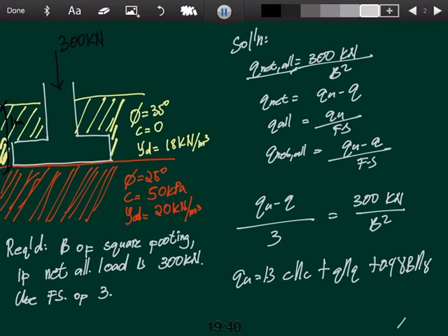At the bottom of the footing. So, the soil where the footing rests at the bottom has an angle of friction of 25 degrees. So, the bearing capacity factors are: Nc is 25.13, Nq is 12.72, and N gamma is 8.34.